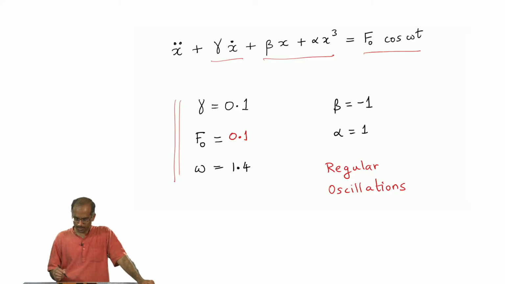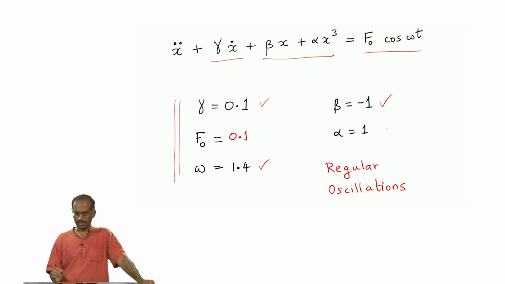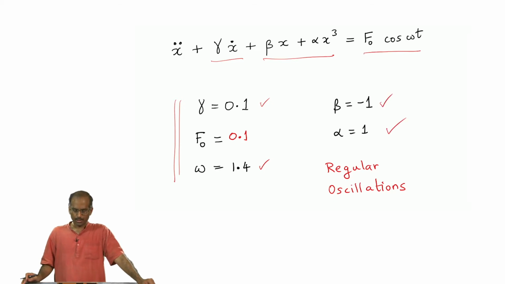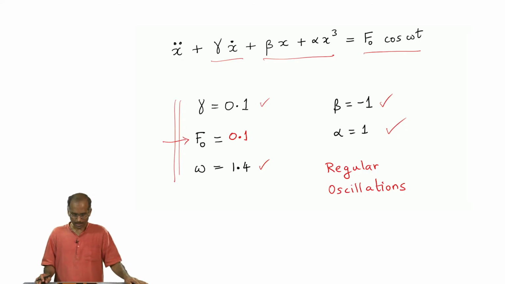So, now what I am going to do is to keep all parameters except F0 constant, in the sense that I am going to put gamma to be 0.1, I am going to take omega, which is the frequency of the external driving, to be 1.4. I am going to take beta to be -1 and alpha 1. So, the only thing I am going to keep changing is F0. Now, if I take F0 to be 0.1, what happens?